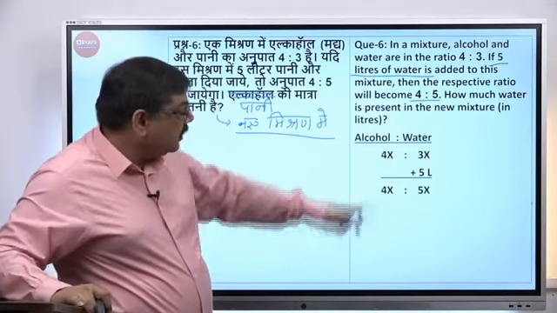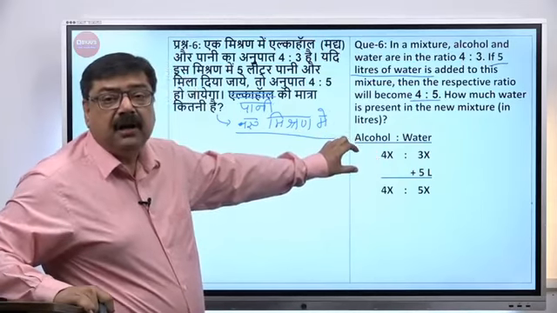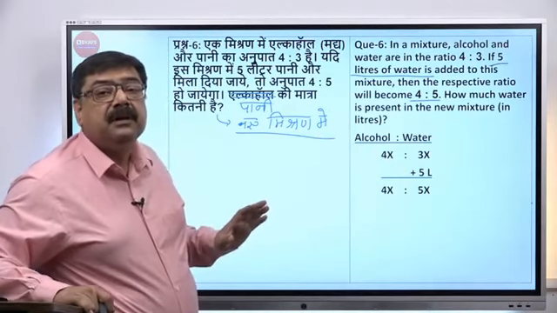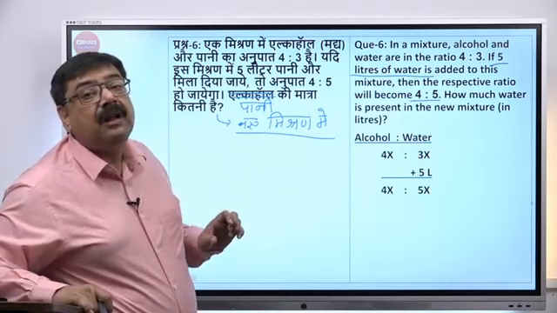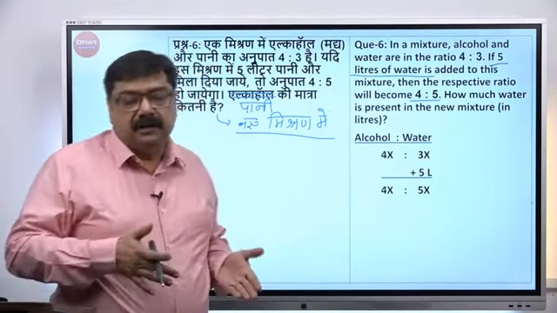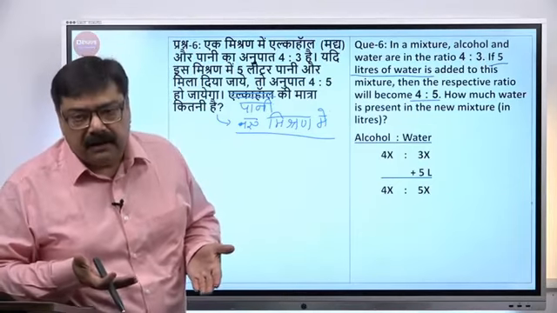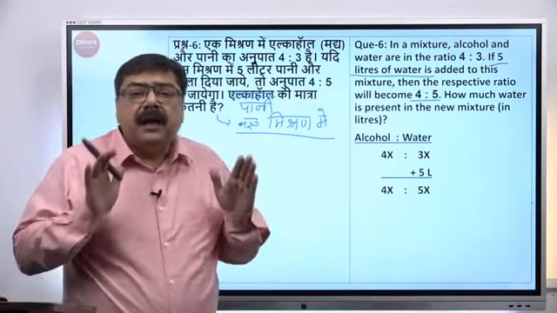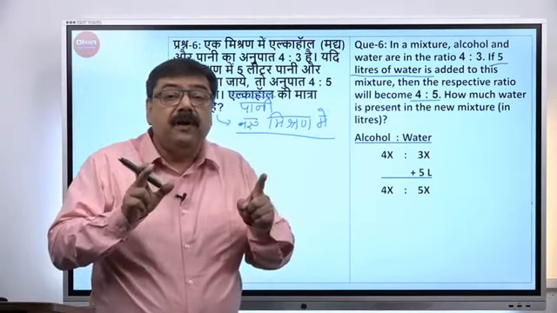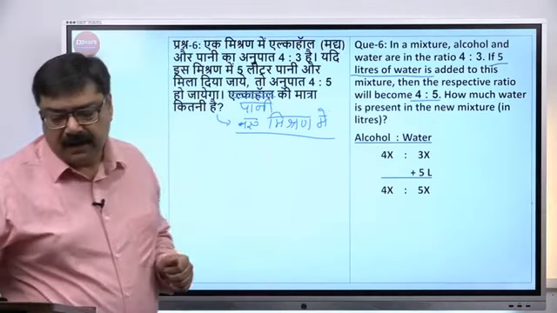Why did I take x here, not y? Because this is for the ratio point, for alcohol is remaining the same. The quantity of alcohol will anyhow be the same, because what did you do? You added water. So the amount of water is increasing by 5 liters. The amount of alcohol in the mixture, amount of alcohol, not percentage, remains the same.